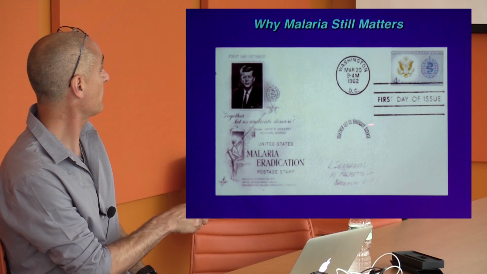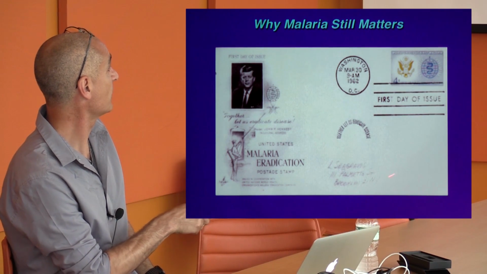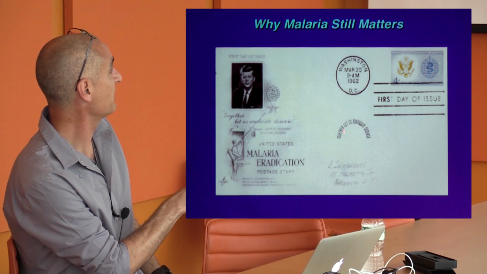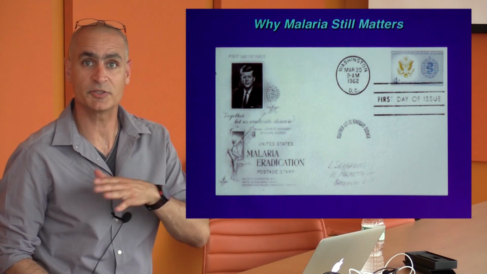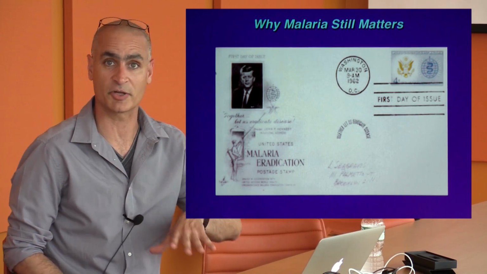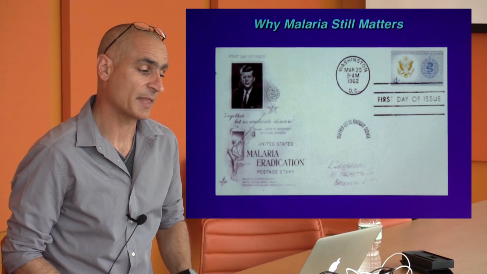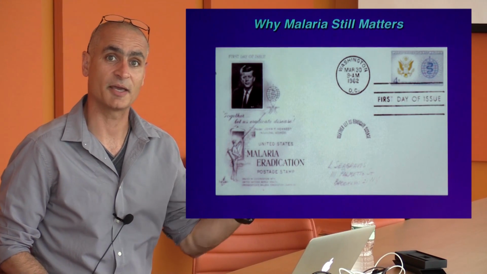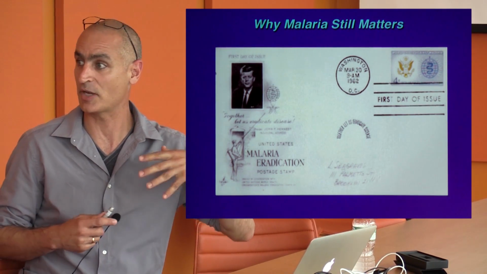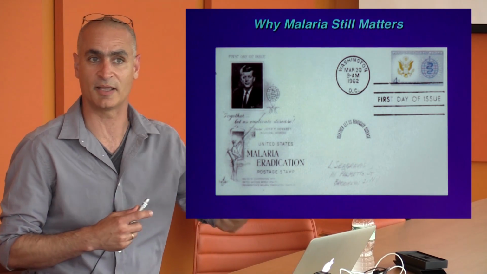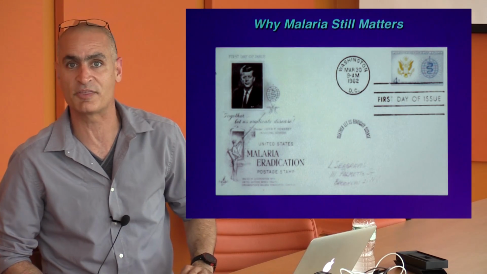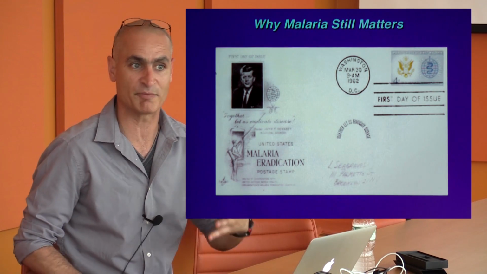For example, this postcard is from 1962, and it's advertising malaria eradication. So up until the late 50s, early 60s, there were still some homegrown malaria cases occurring in the United States. Obviously, we think of malaria as a disease that happens in hot climates, and there's no way in a place like Philadelphia that goes below freezing, especially after last winter, that we would have malaria here.